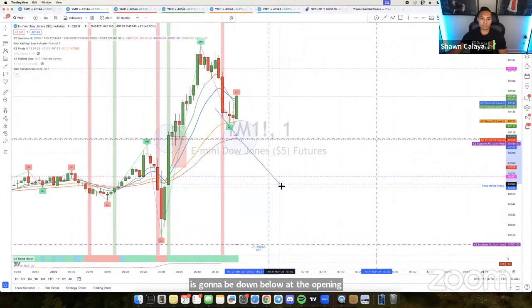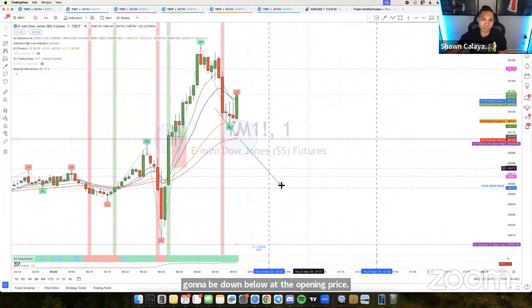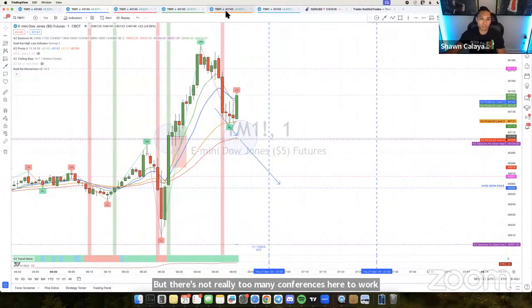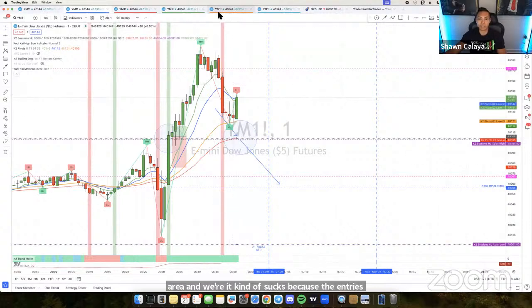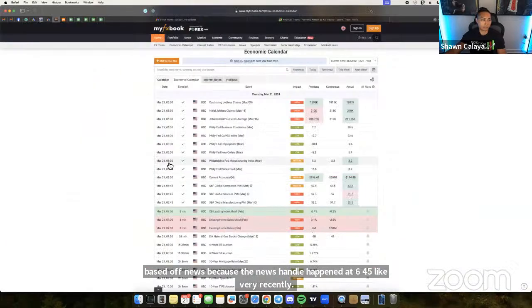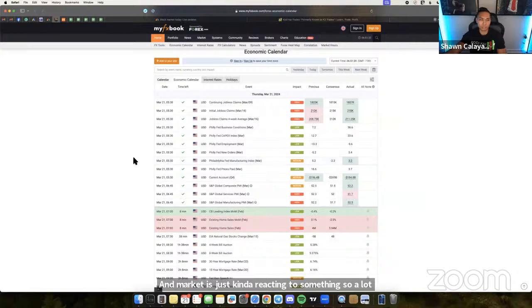But there's not really too many confluences here to work with because price is just kind of sitting around this area. And it kind of sucks because the entry is based off news, because the news candle happened at 6:45, very recently. And the market is just kind of reacting to the news. So a lot of this could just be manipulation. I'm in the position, so I got to watch it and see how it plays through.